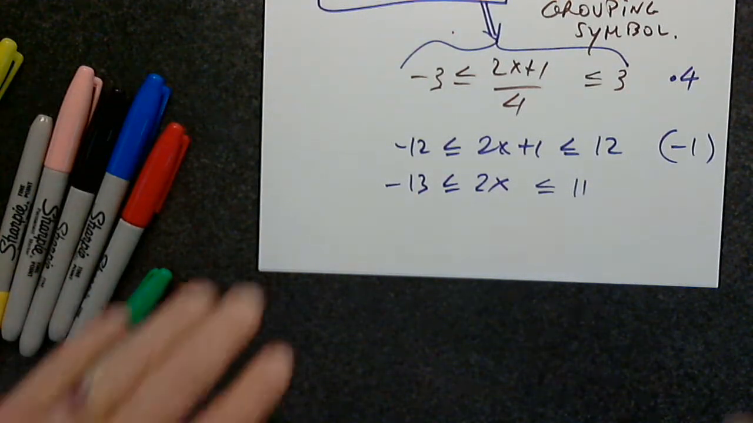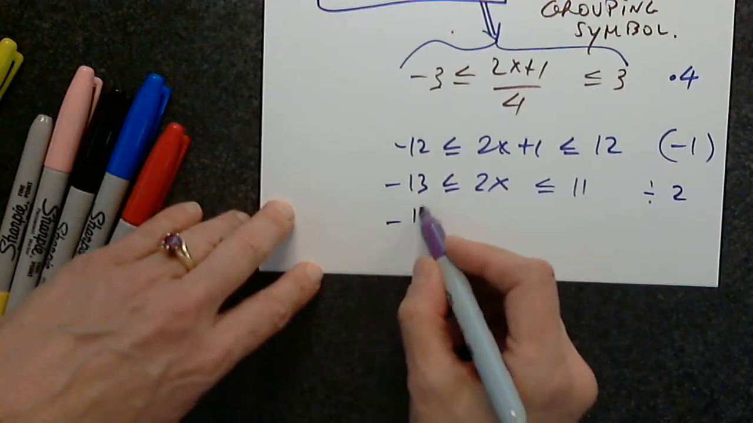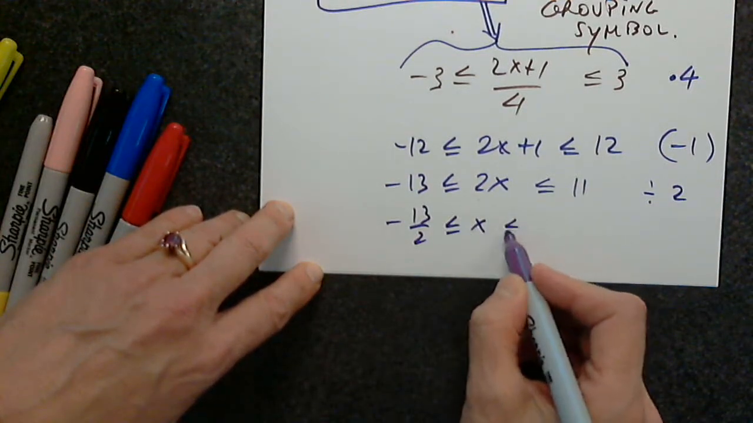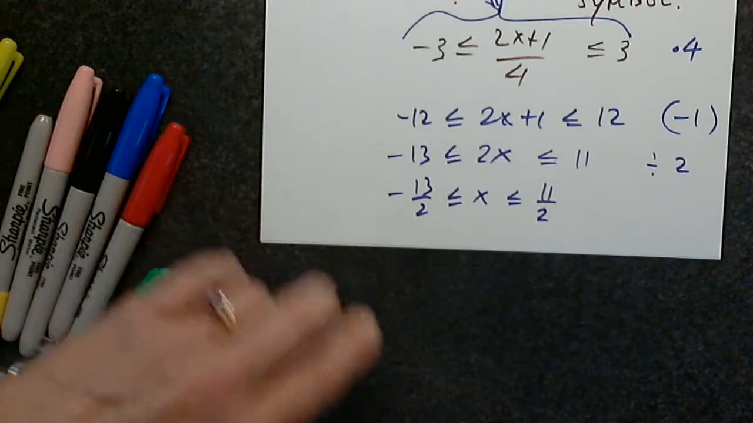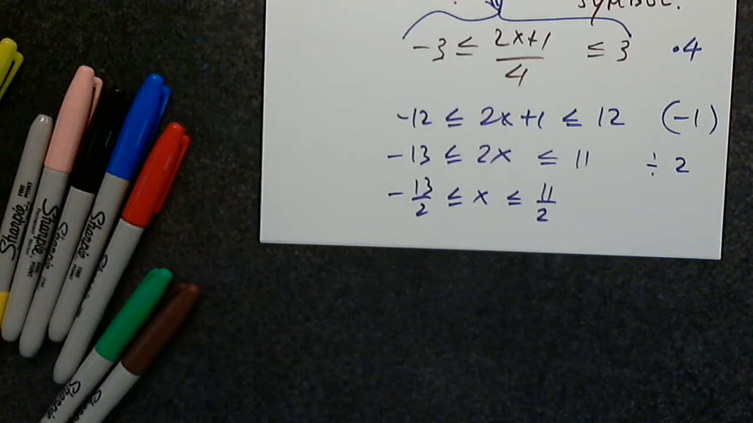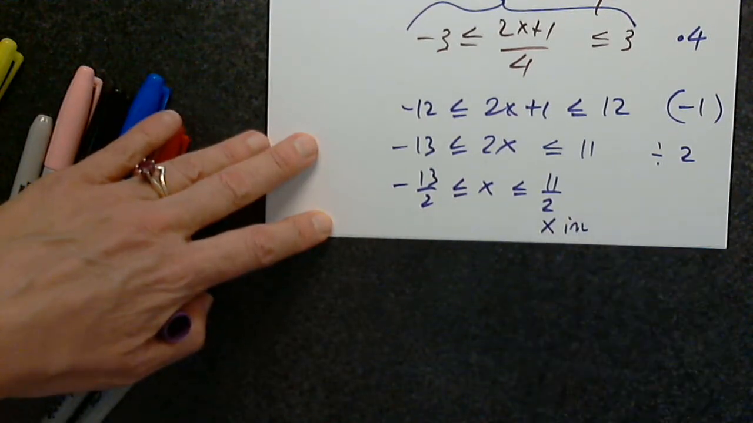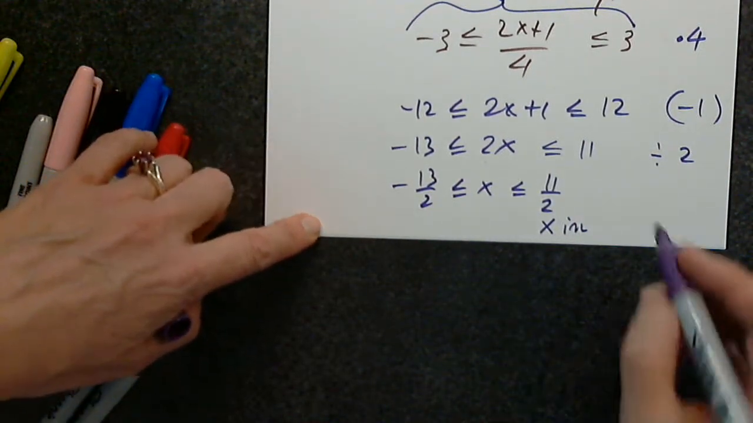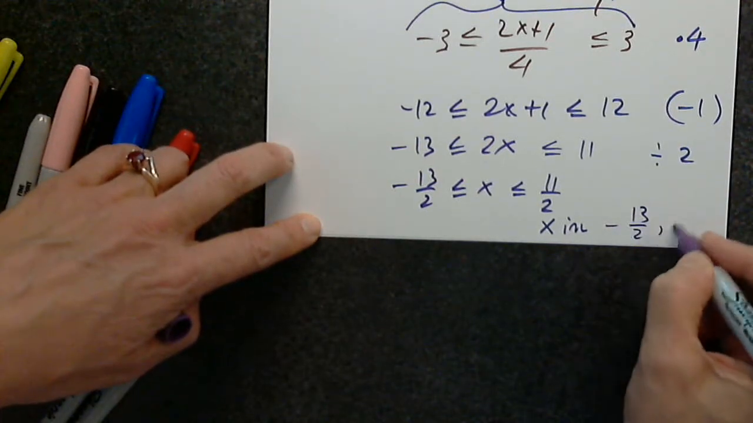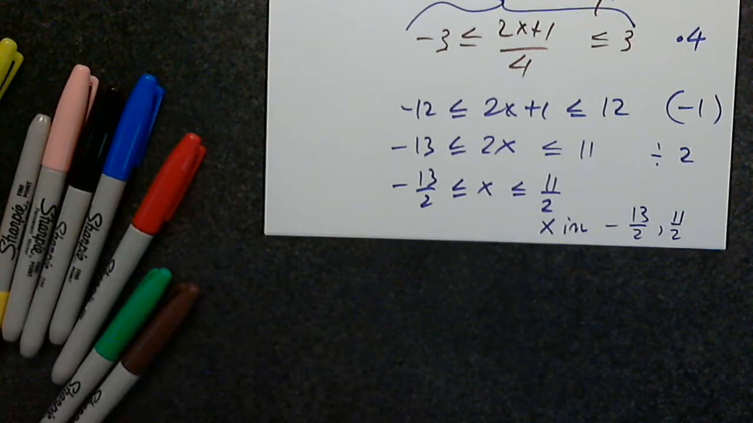Of course. We divide both sides by 2 and we get -13 halves less than or equal to x less than or equal to 11 halves. The solution is right there. We are looking at it. Can you please tell me in interval notation how will I write x in the interval? -13 halves comma 11 halves, but what symbols do I use left and right?